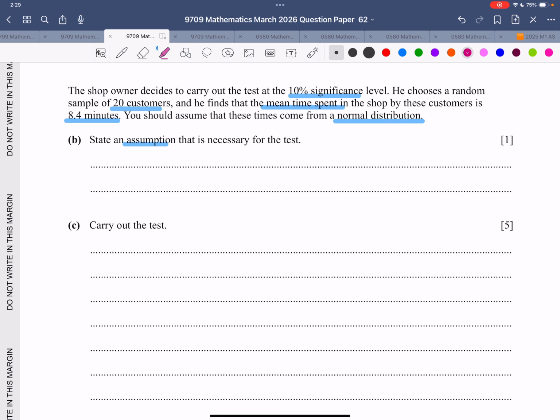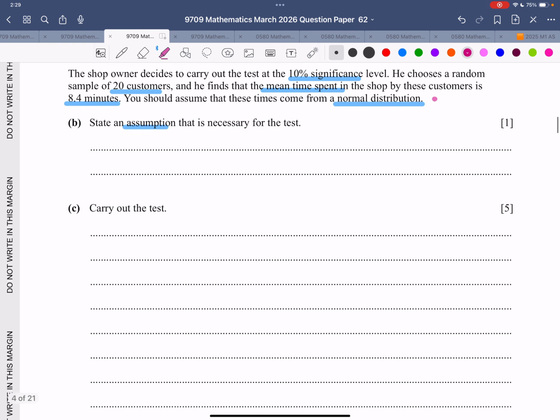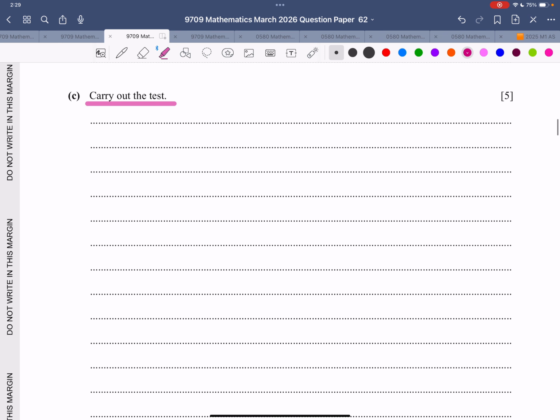Now, a lot of people think that normal distribution was the assumption. That was there because of CLT. What assumption is there? That we are using the same standard deviation as before. It's not changed. Carry out the test. First of all, decide and write down what kind of distribution it follows. Then H0, H1, then calculate the z value, then the normal distribution curve, and then reject or accept the null hypothesis and write down in your own words.